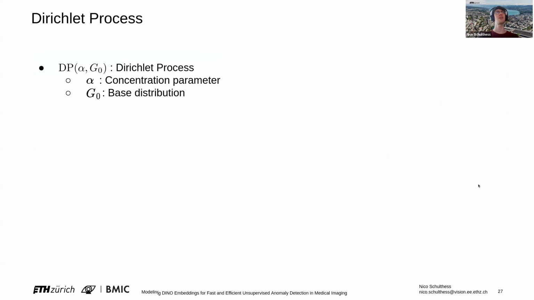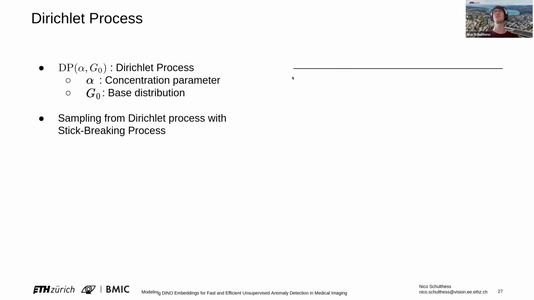So the Dirichlet process has two main inputs. The first one is alpha, which is the concentration parameter. And the other one is G0, which is the base distribution. You will see that in a moment. To construct a sample from the Dirichlet process, you can, for example, use the stick breaking process. For that, we start with a stick of unit length, so of length 1. And then there is an iterative process.